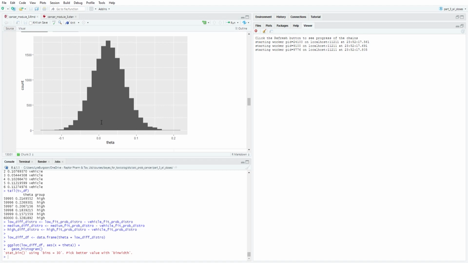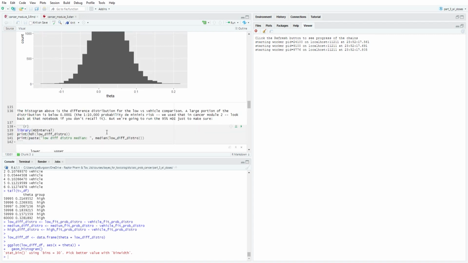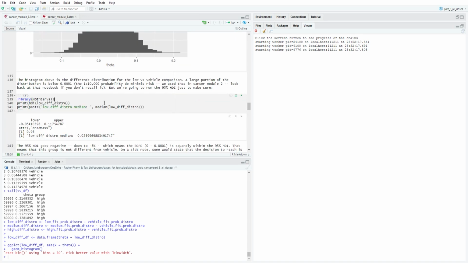Now look where 0 is. We have a lot of mass in the negative range. So 0 is definitely going to be a credible value in our 95% highest density interval. The rope is going to go to about here, so 0 to here. So it's a very narrow rope, but it's smack dab in the 95% highest density interval in my estimation. But hey, let's run it anyway and see.